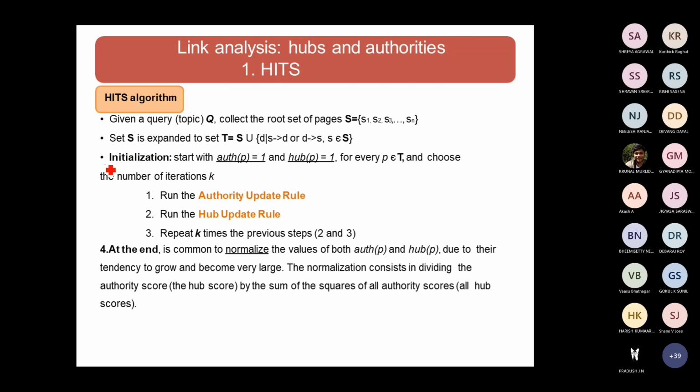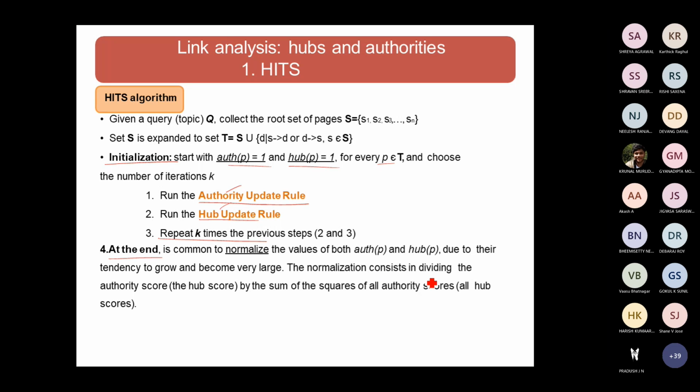So what we will do, you will initialize all the authority scores and the hub scores as 1. You will run these rules, authority update and hub update, and you will repeat it k number of times. At the end of the HITS algorithm, your authority score and hub score will not have a limit. It will be increasing, and there is no threshold or saturation point for the HITS algorithm. So what you will do is normalize the values.